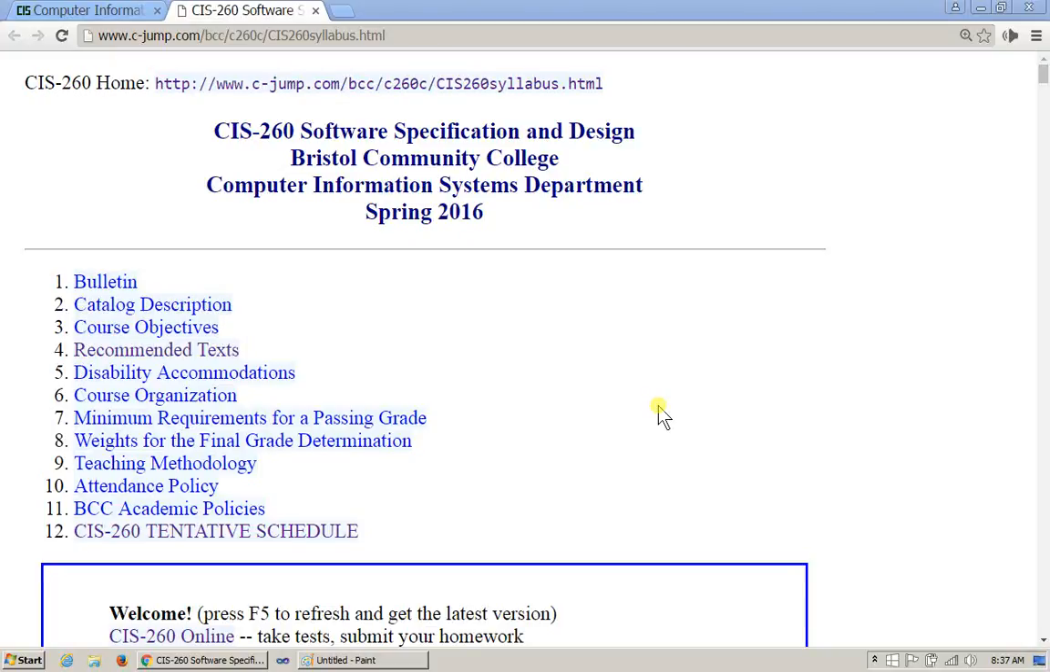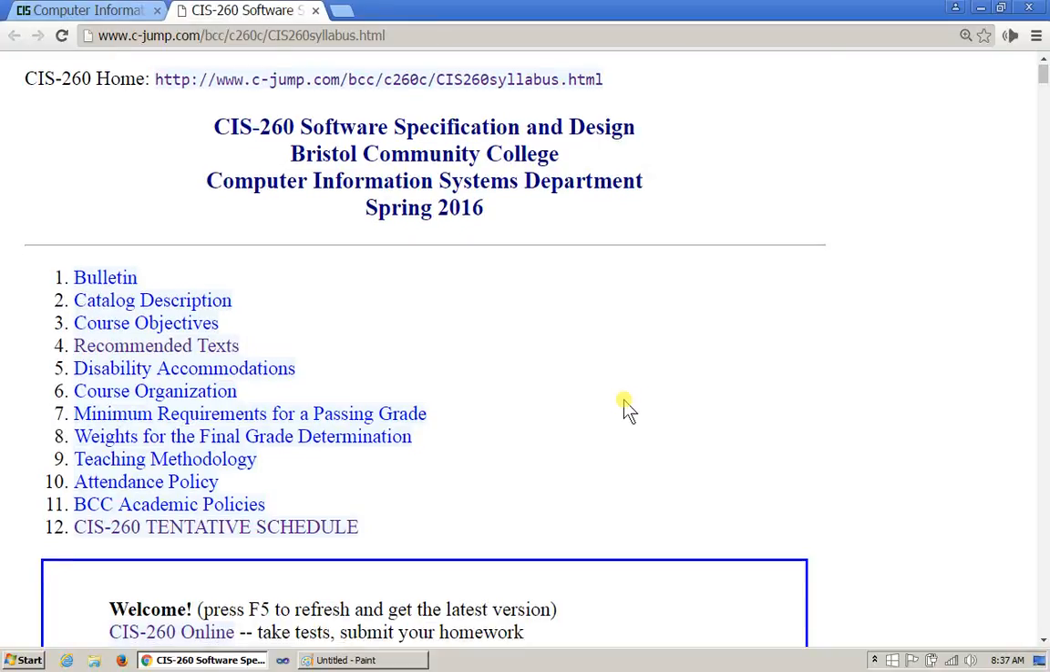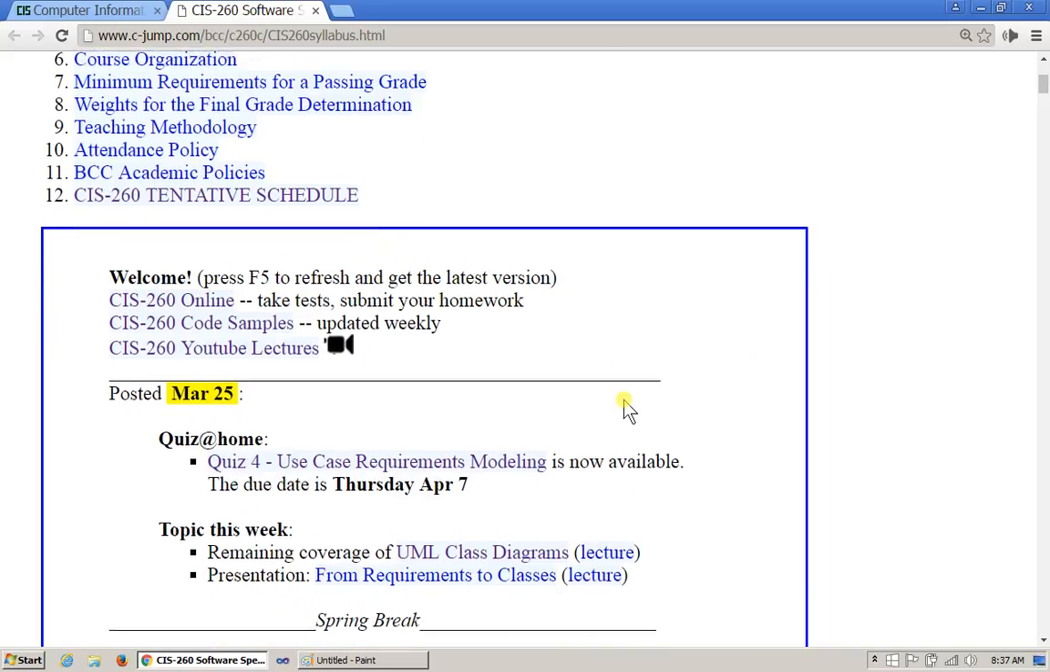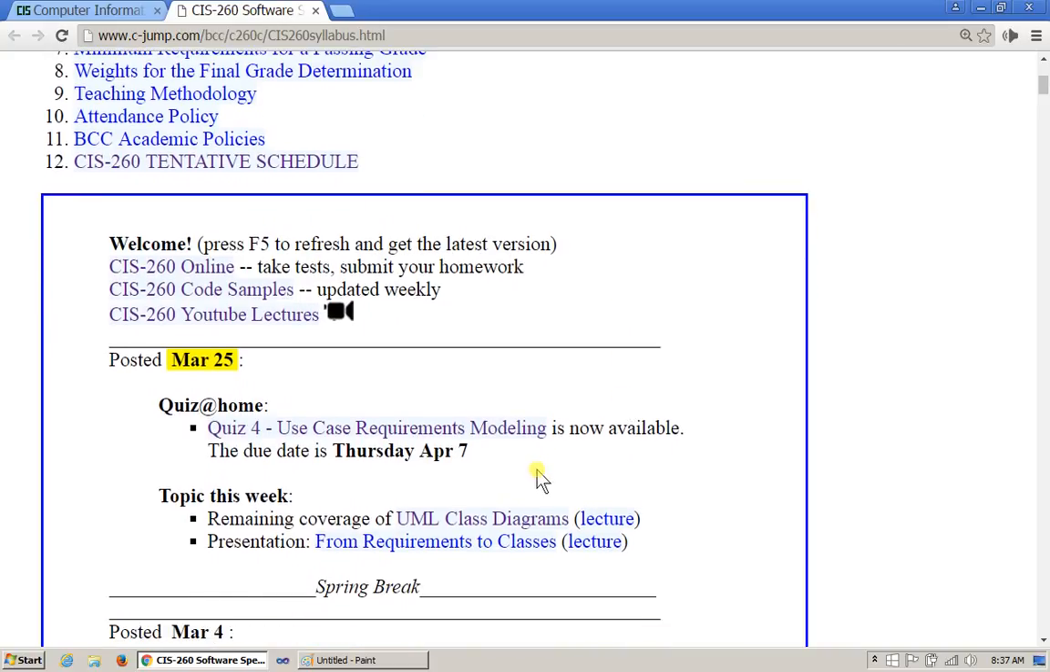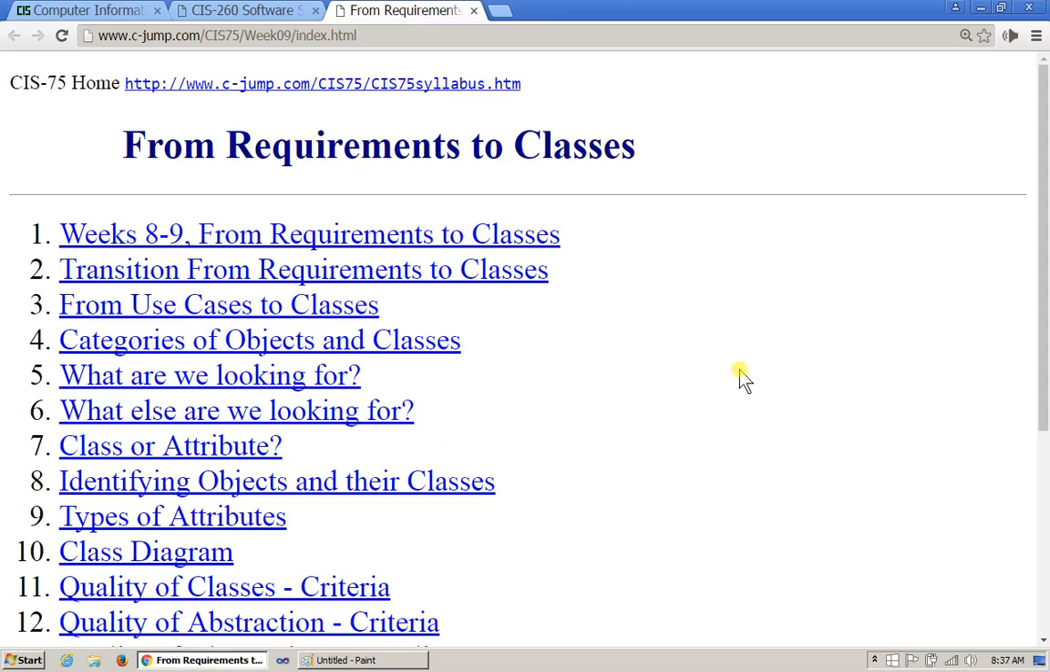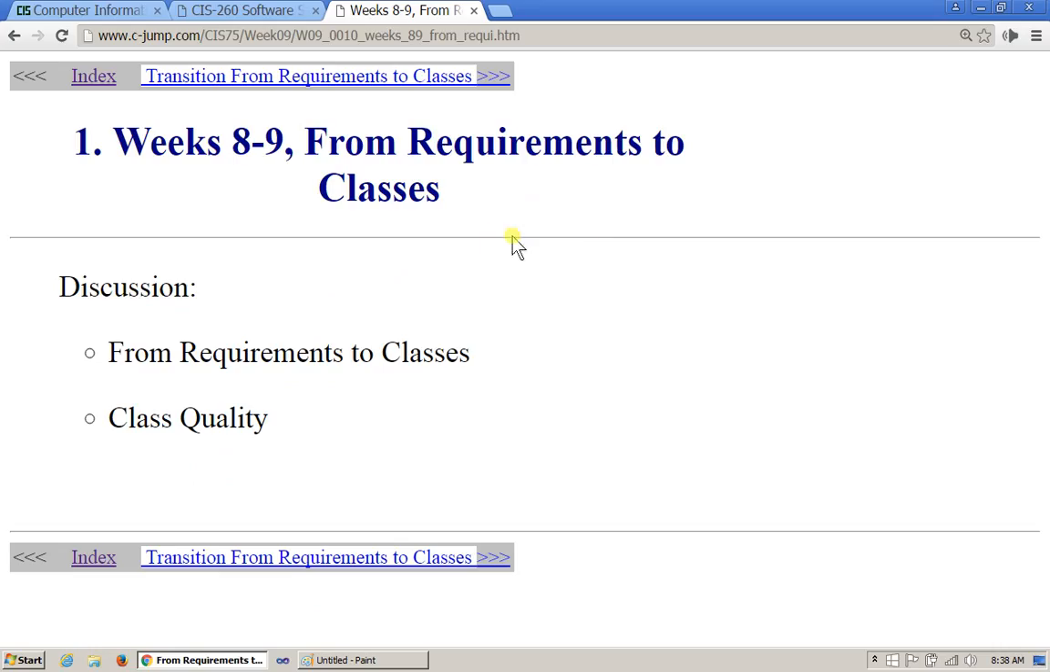And we continue our presentations this week. And today we're going to talk about transitioning from business requirements and function specification to describing classes with their attributes and behaviors, or attributes and methods. And that's going to be our focus.